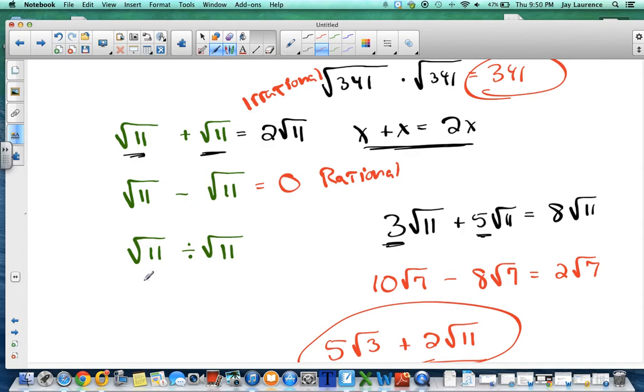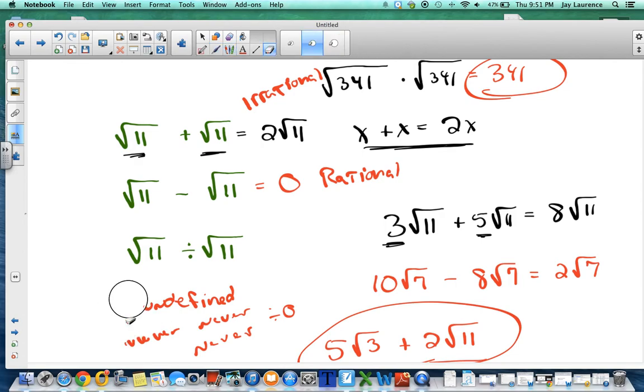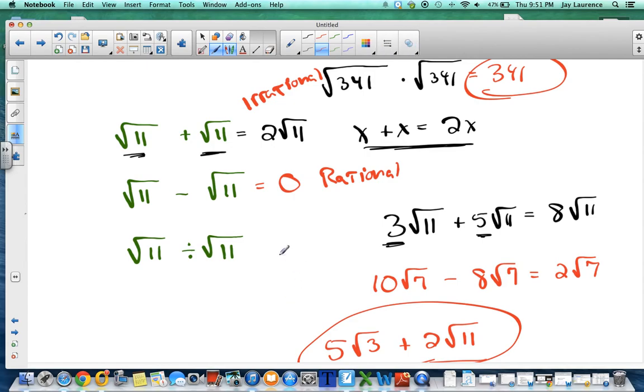What if I divide them? Well, what's 5 divided by 5? It's 1. What's fire truck divided by fire truck? It's 1. What's 0 divided by 0? No, not 1. This is undefined. You are never, ever allowed to divide by 0. So any non-zero number divided by itself is 1, but it doesn't work for 0. There is no definition in mathematics that lets you divide by 0.